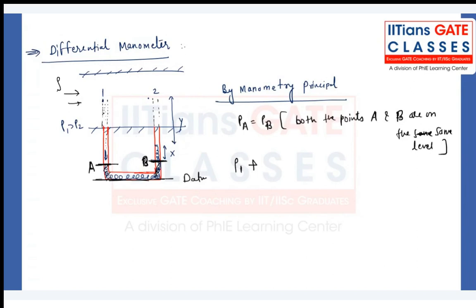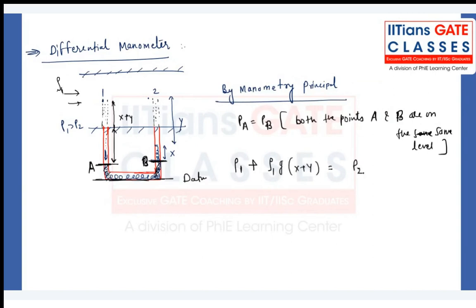Because they will cancel out. So what is this particular height, my dear friend? Tell me, guys. Can I say the total height from here to here will be directly x plus y? So rho 1, let's say rho 1 g (x plus y), can be written directly as equal to what?